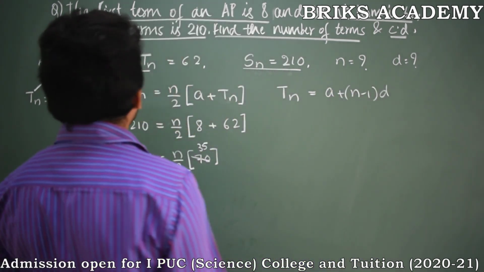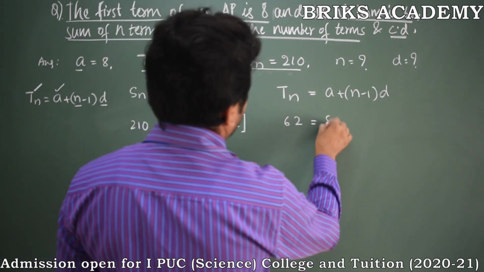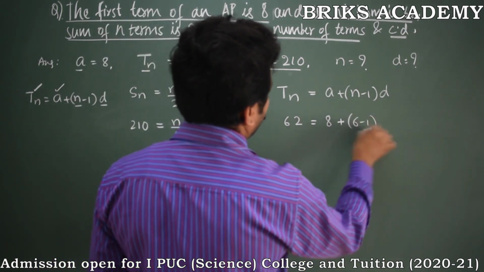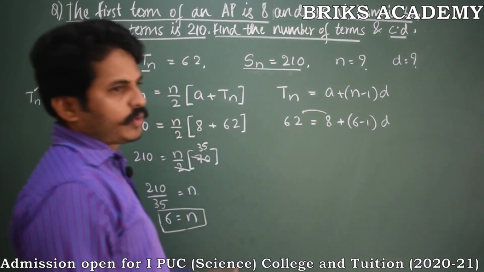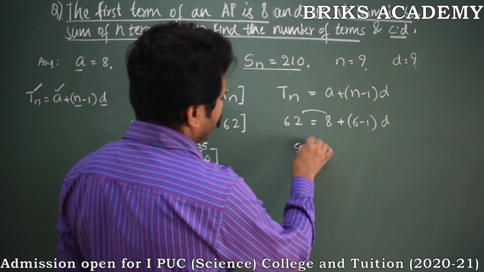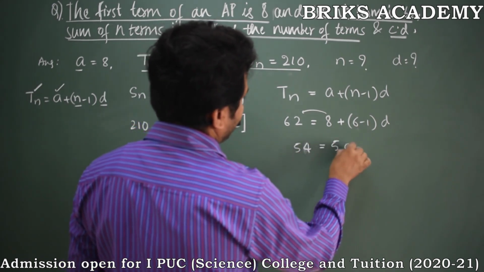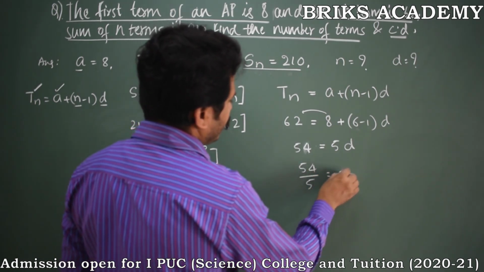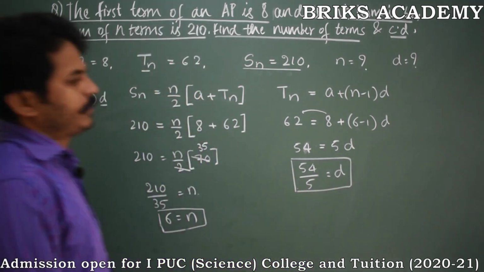What is Tn? It is 62, equal to a, which is 8, plus n, which is 6, minus 1, into d. Taking 8 to this side, 62 minus 8 is 54, equal to 6 minus 1, which is 5d. So 54 by 5 equals d. Check if I am correct. Check this answer.